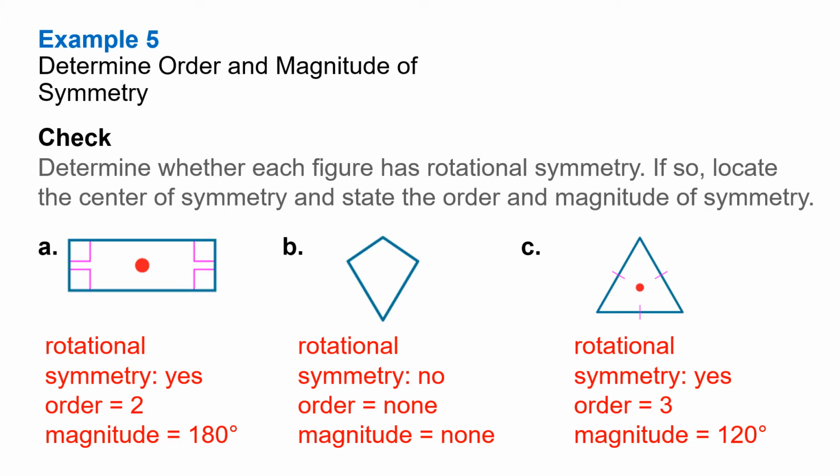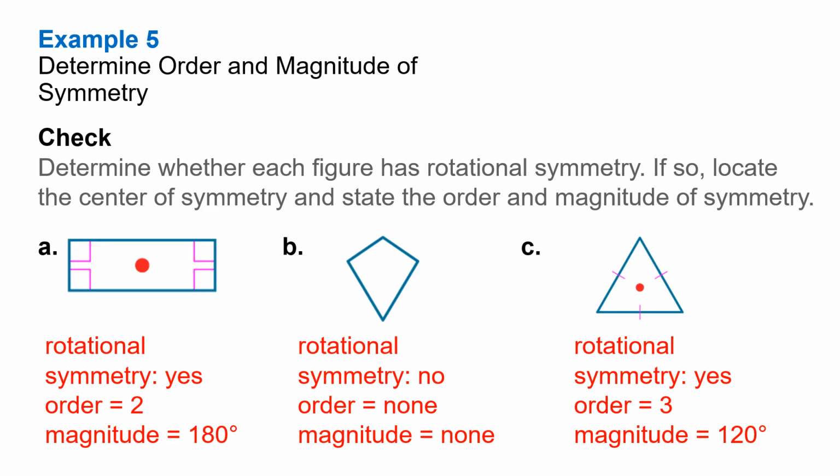Figure B, no matter how many times I rotate it less than 360 degrees, there is no angle measure that will map it back onto itself. So this figure B does not have rotational symmetry.